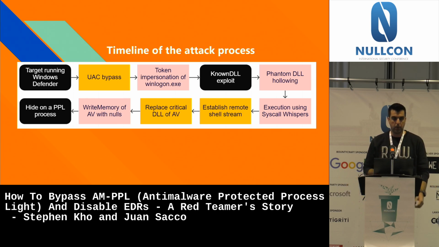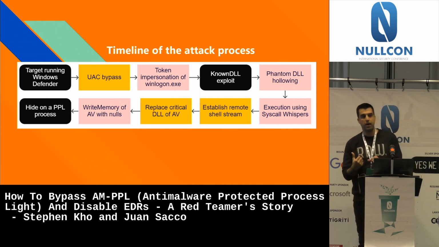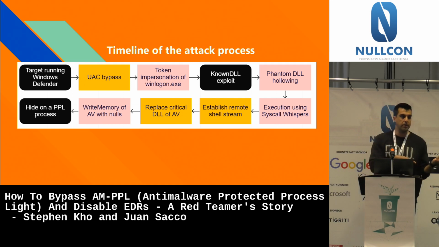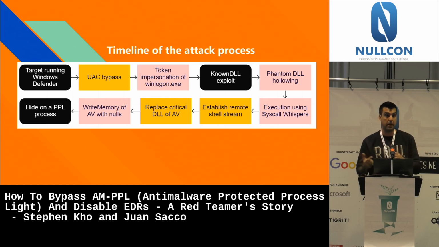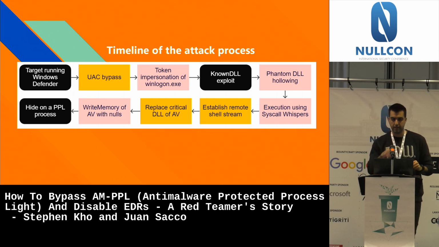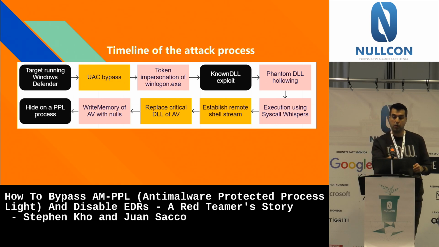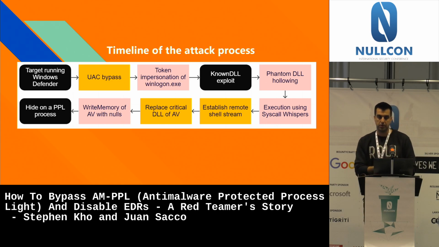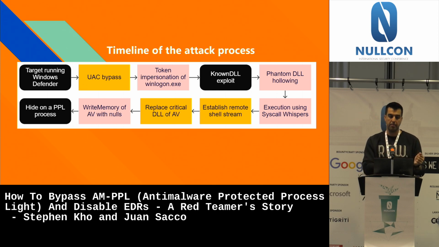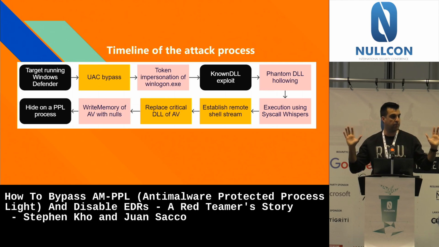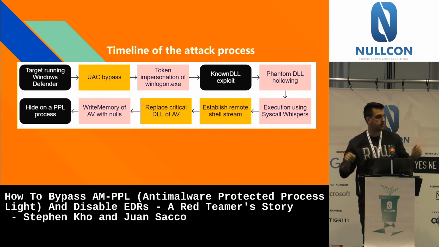And then what we're going to do here, because so far we spawned a process with WinTCB PPL Light, but the AV is still running, and everything else is still running. And then we need to kill it. And how do we kill it? I'm going to show you later, once we go through the execution. But then we're going to replace some DLLs. There are also other ways to kill it as well. And then we write memory. So basically we corrupt the process memory of it. And the end result is we hide in a PPL process.